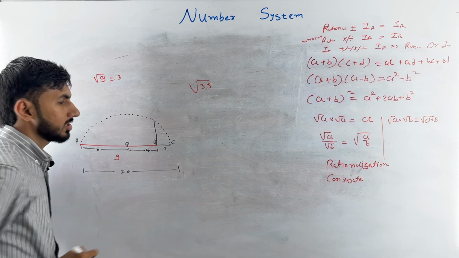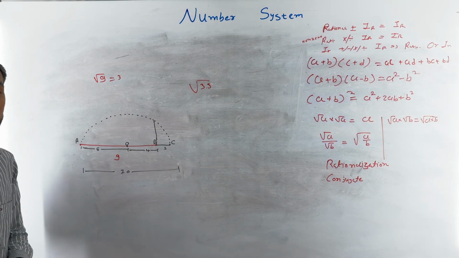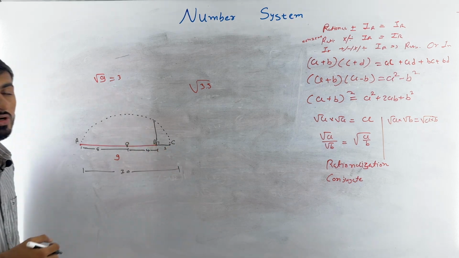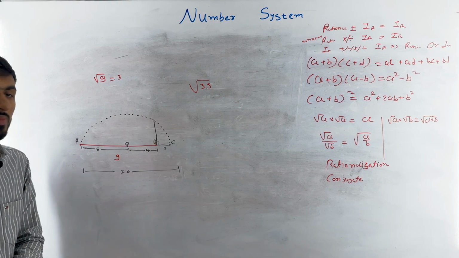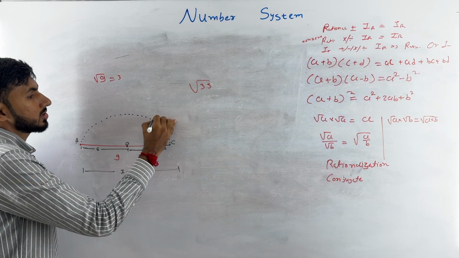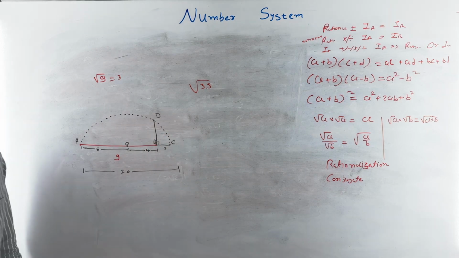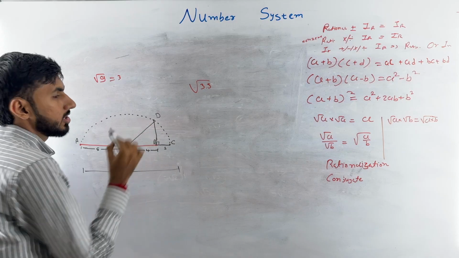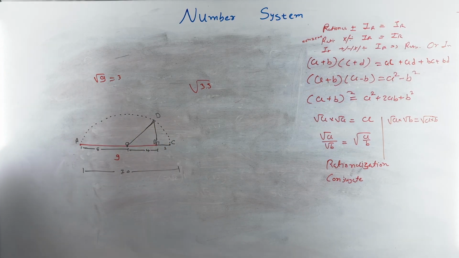Now let me draw a line segment on AC that passes through point B and is perpendicular to AC. Perpendicular on AC that passes through B. It will touch the semicircle here, and let me name it D, right? If I join O and D, what will be the length of OD? Tell me, what will be the length of OD?